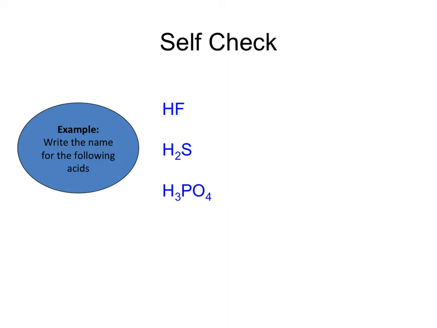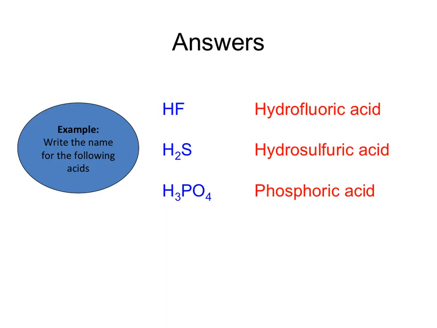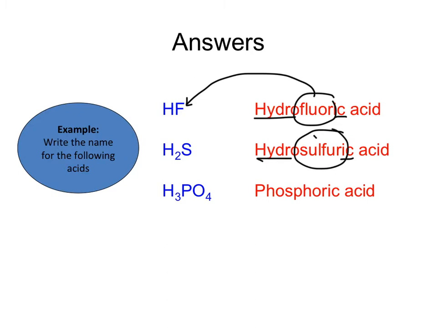Go ahead and try to name the following 3 acids on the slide. Go to the next one to find the answers. So the first 2 are both binary compounds. They both have a hydrogen and one other nonmetal that is not oxygen. And so you'll notice that they are named with the prefix hydro and ic, and the root of the nonmetal in the chemical formula is sandwiched in between.